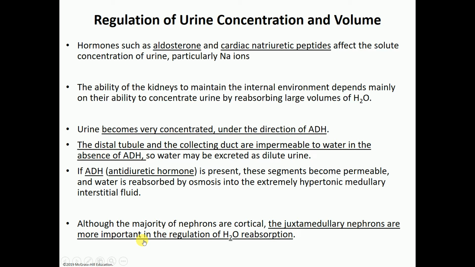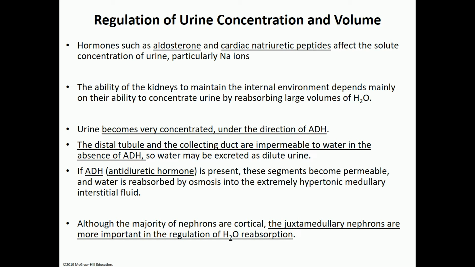As for cardiac natriuretic peptide, that's a peptide hormone released by the atrium in response to high blood pressure. And from the name, you could guess the function of it. It is going to dump sodium in urine. And again, when you dump sodium in urine, following it would be water by osmosis, and that leads to a decrease in blood pressure.